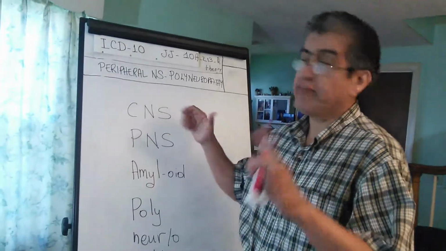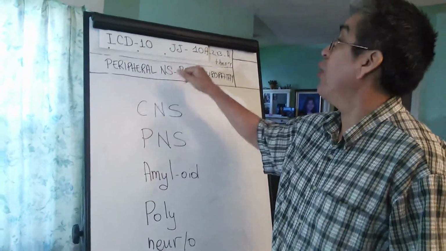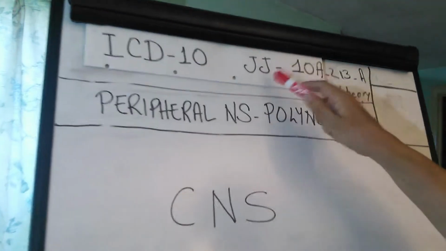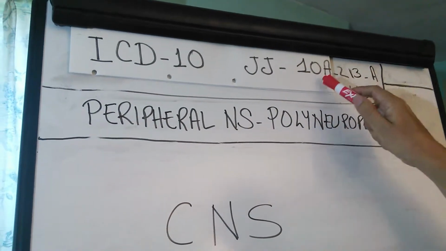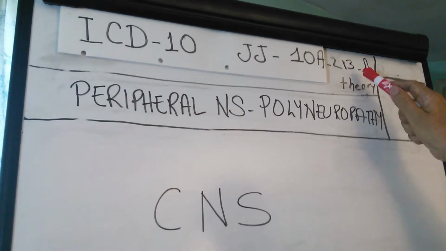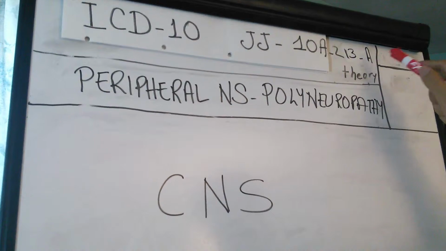Hi, just a quick review of the theory of the code. ICD-10 is the code system that we're doing. JJ is the name of our company. 10A is the name of the book. And 213 is the page where the theory is, and this is the A part.